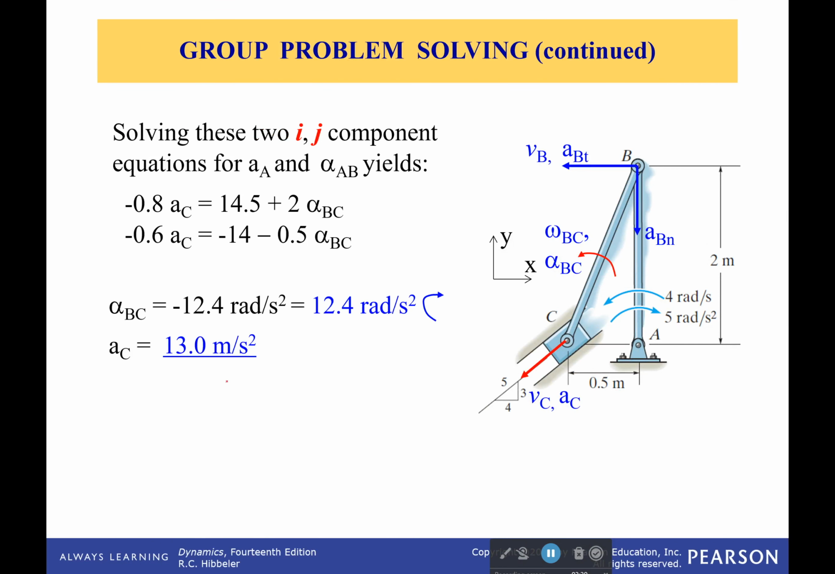What do we get? We get that the angular acceleration will be 12.4 radians per second squared, and the acceleration will be 13 meters per second squared.